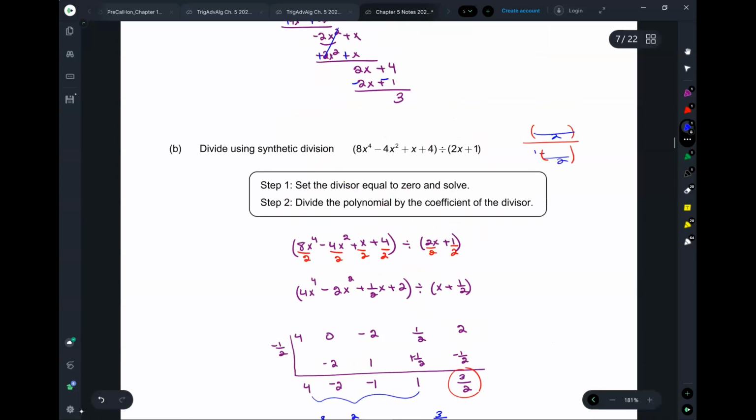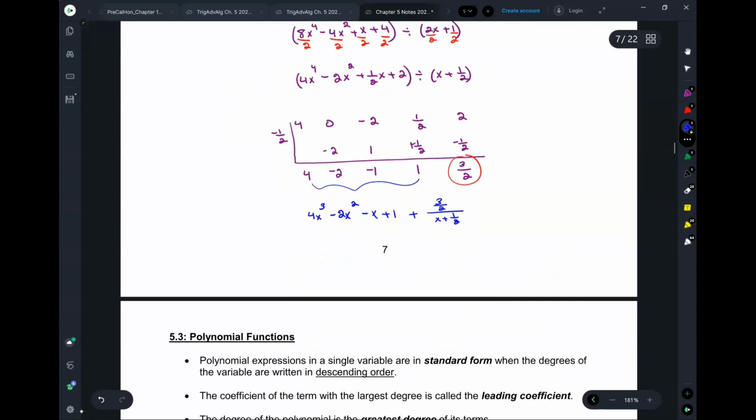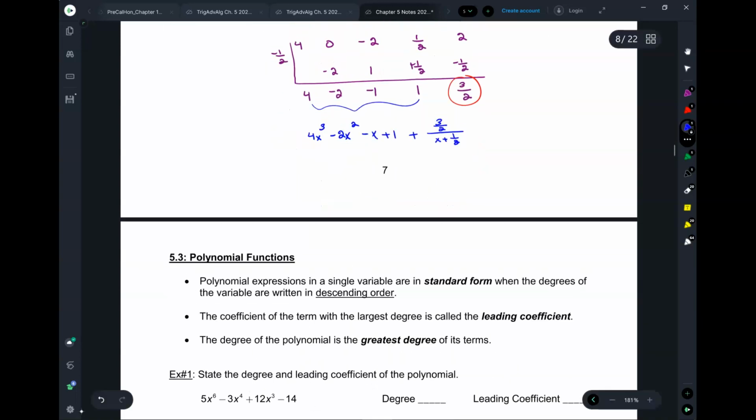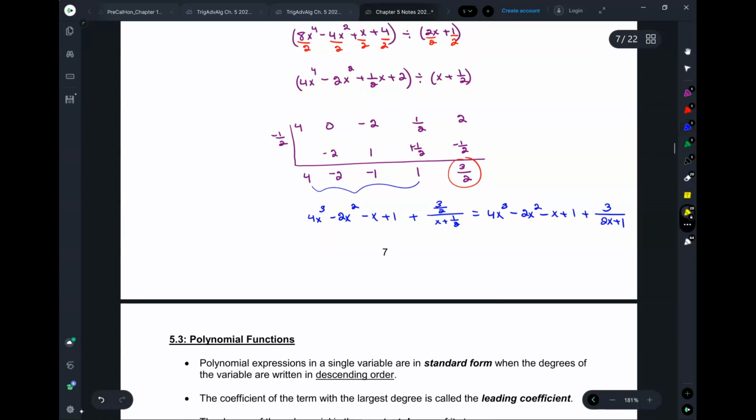But now you're like, wait, that doesn't look the same as that. Yes, it does, because now we have to simplify this. We can't have a complex fraction, right? So what's that going to be? Right, 4x cubed minus 2x squared minus x plus 1 plus 3 over this 2 comes to the bottom and it distributes into here. So you get 2x plus 1. Okay? So is everybody okay with that, or should I do that a little bit more slowly?